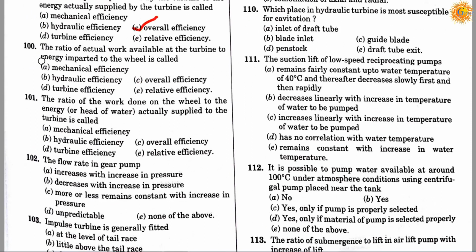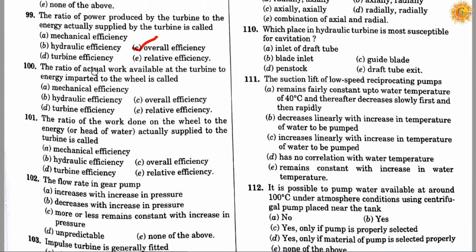Question number 100. The ratio of actual work available at the turbine to energy imparted to the wheel is called option A, mechanical efficiency, option B, hydraulic efficiency, option C, overall efficiency, option D, turbine efficiency, and option E, relative efficiency. So correct answer is A. It will be mechanical efficiency.